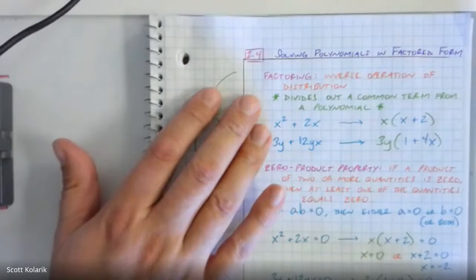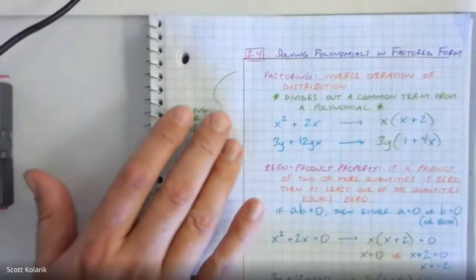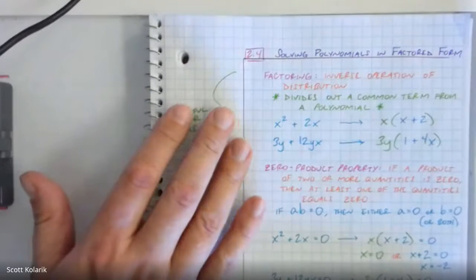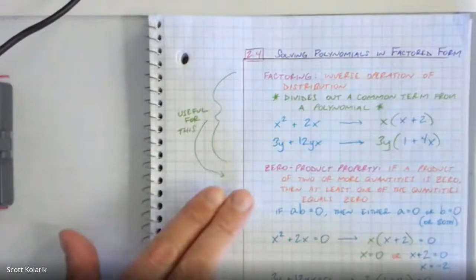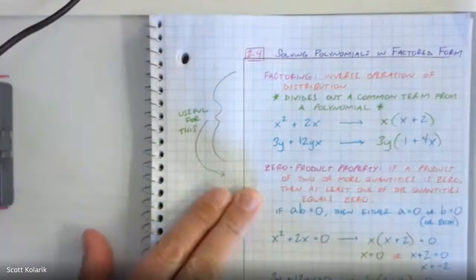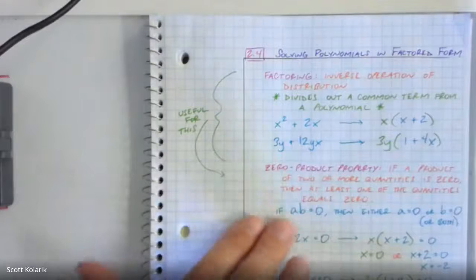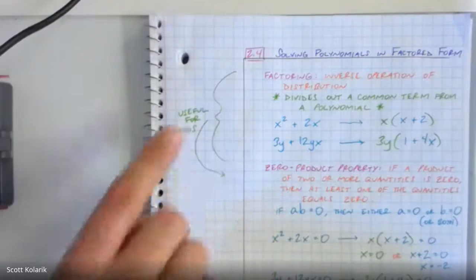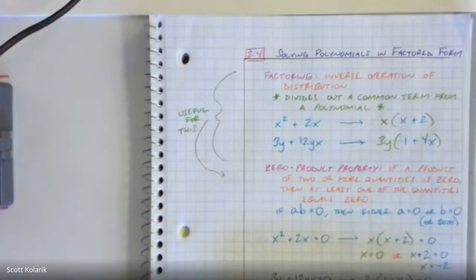I'll talk about that to start, mostly just to refamiliarize ourselves with what factoring is and how to do it. And then I'm going to talk about the zero product property. This is going to be the reason why factoring is going to be so valuable for us.